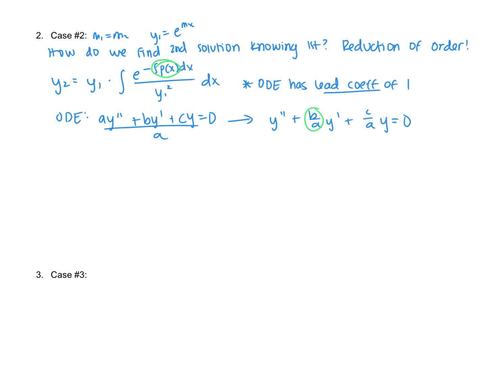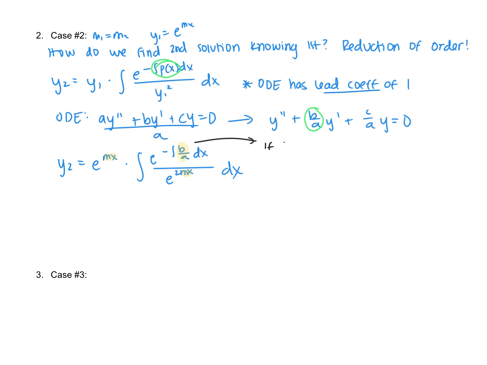So let's substitute that in and see if we can get a y2 that looks a little bit nicer or a little bit kinder. So we get e to the mx, and then we have the integral of e to the negative integral of b over a dx all over e to the 2mx dx. Okay, so thinking a little bit ahead, I don't love this b over a, right? I have m and x as variables. I don't love the b over a, so is there a way that I can get rid of that?